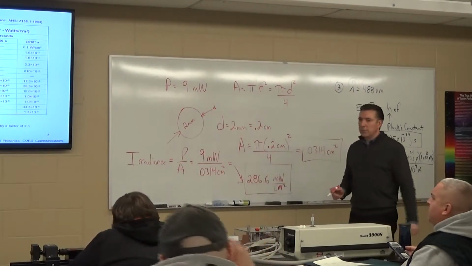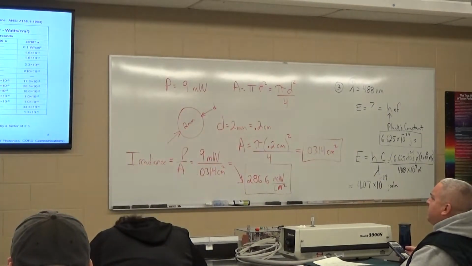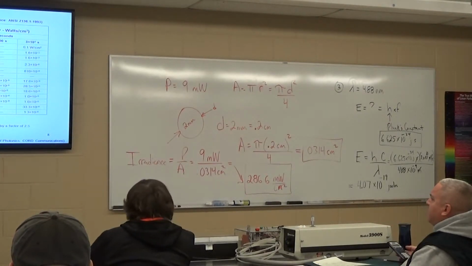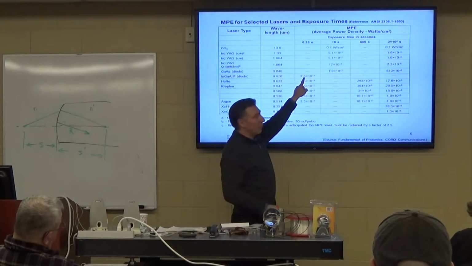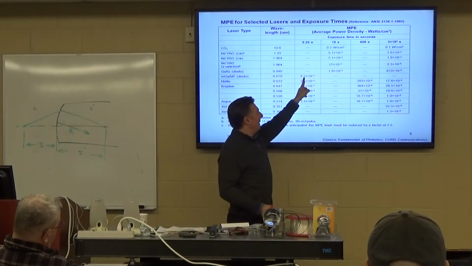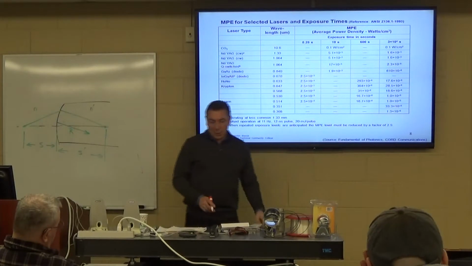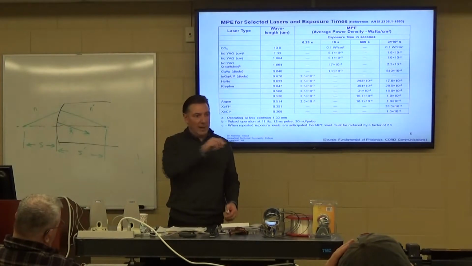286.6 milliwatts per centimeter squared. Over here, and this, by the way, is a diode laser, so it has a maximum permissible exposure of 2.5 milliwatts per centimeter squared, meaning anything greater than 2.5 is going to cause problems. Okay? 286, 2.5, that's 100 times more than what's allowed. So I will not shoot this into my eye just because of that.